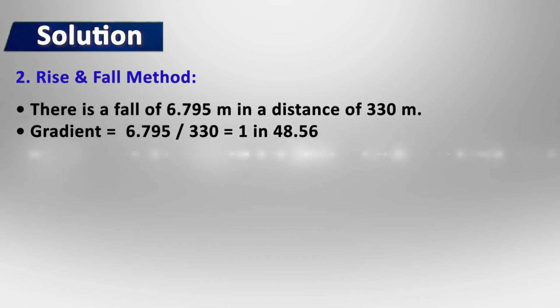So, there is a continuous fall of 6.795 meters in a distance of 330 meters. So, the gradient would be equal to 6.795 meters divided by 330 meters, which is equal to 1 in 48.56. The answer is 1 in 48.56.